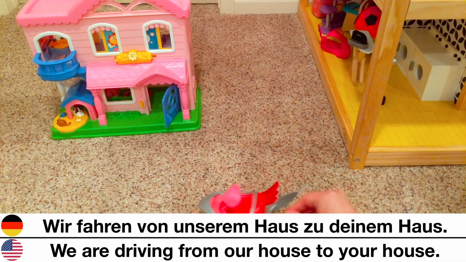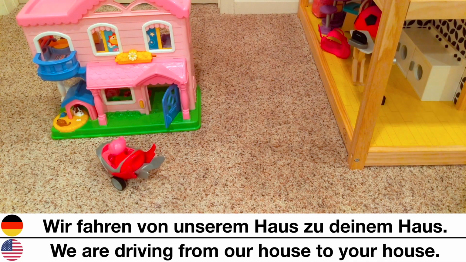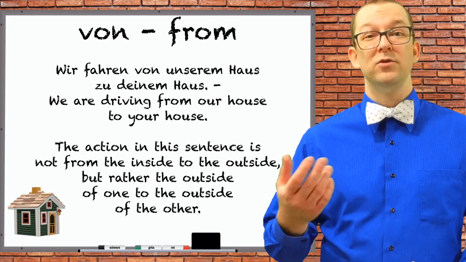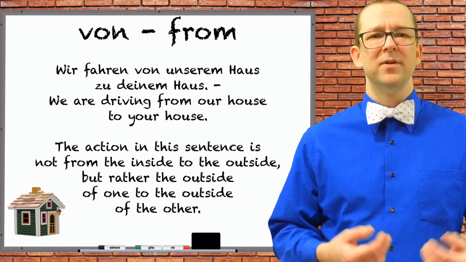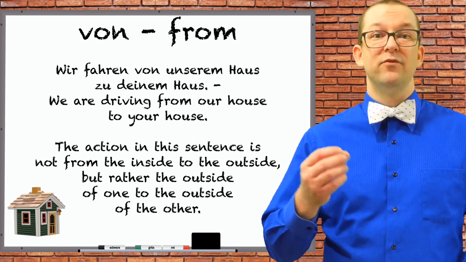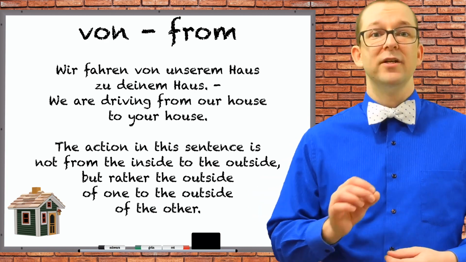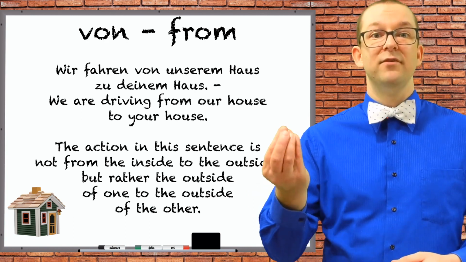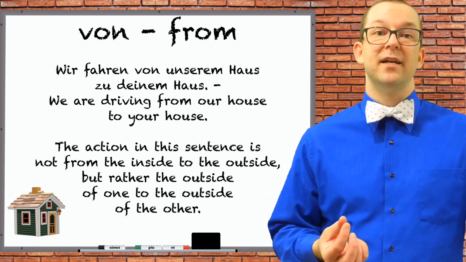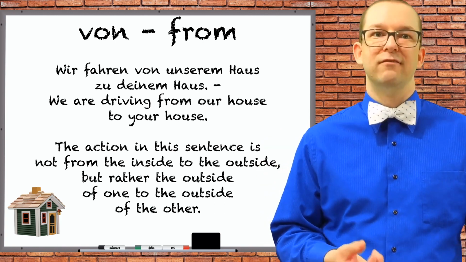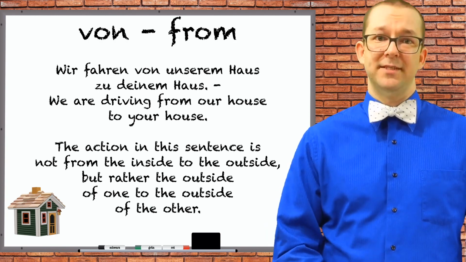Wir fahren von unserem Haus zu deinem Haus. We are driving from our house to your house. This sentence is a bit more difficult for some to understand why we used von instead of aus. The simplest way that I explain it is that you went from inside the house to outside the house, but you weren't driving then. The part explained by this sentence is the driving from outside of one house to the outside of another. This means that you can use both in the same sentence, both aus and von, to give a bit more depth to the sentence.